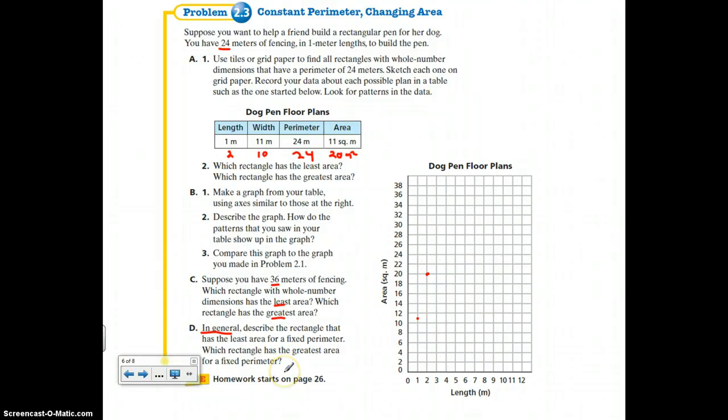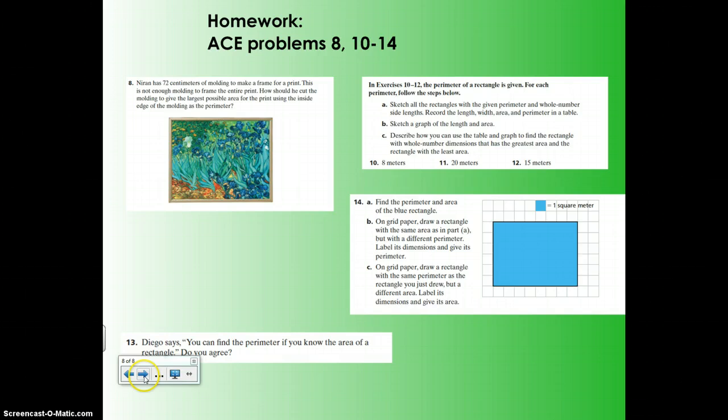That is all you need to complete. If you finish this, you can start on your homework. I'll show you what that is. We're going to do problems 8, 10 through 14. So number 8, 10, 11, 12, 13, and 14.